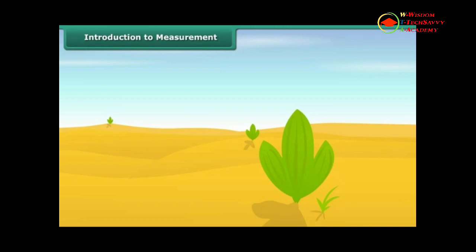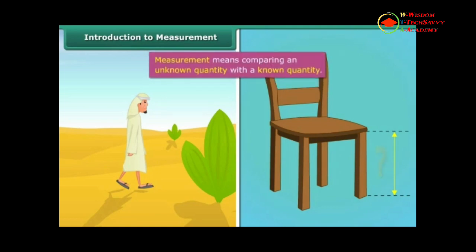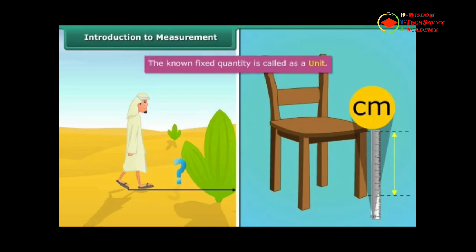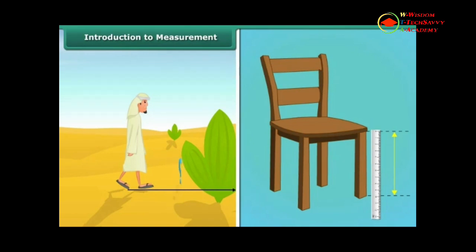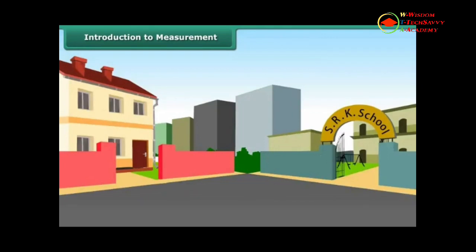Introduction to measurement. Do you know how people know how much they have travelled or how much is the length of a leg of a chair? This is done by using a term called measurement. Measurement means comparing an unknown quantity with a known quantity. The known fixed quantity is called a unit. When you derive the results of this calculation, you get the measurement in two parts. One is a number and the other is the unit of the measurement. You can also calculate the distance of one place to another. For example, the distance from school to your house.